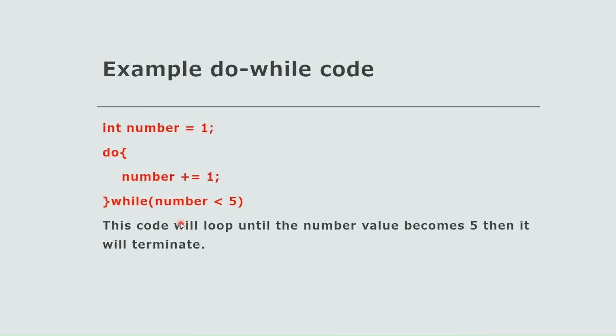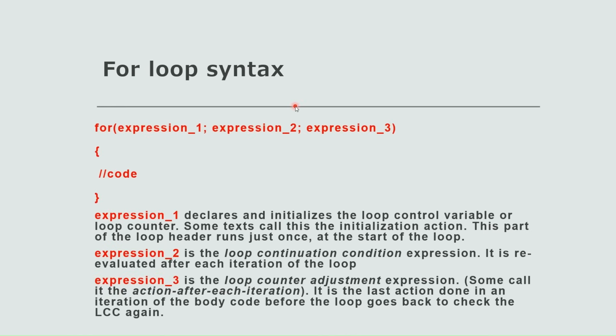All right. Example for do while code: int number, assign it a value of 1, do number plus 1. So in this case, the value of number is 2. Okay. The iteration will then check if number, which has the value 2, is less than 5, and it will keep incrementing until the number is equal to 5, then it will terminate.